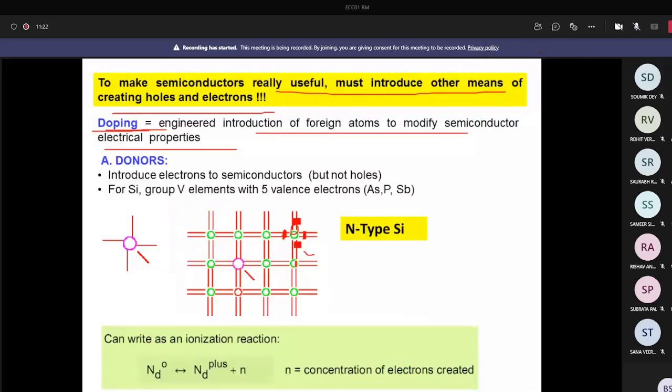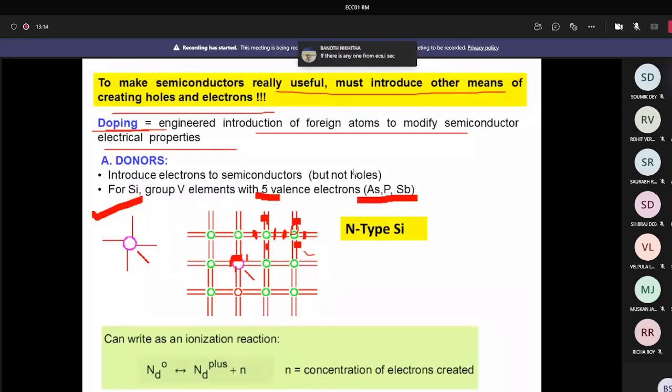And as the foreign atom has 5 valence electrons, there is 1 extra electron. So in this way, if you dope a large number of foreign atoms, then you will have extra electrons available in this system. As the electrons will be the majority here, we can say this is N-type silicon.